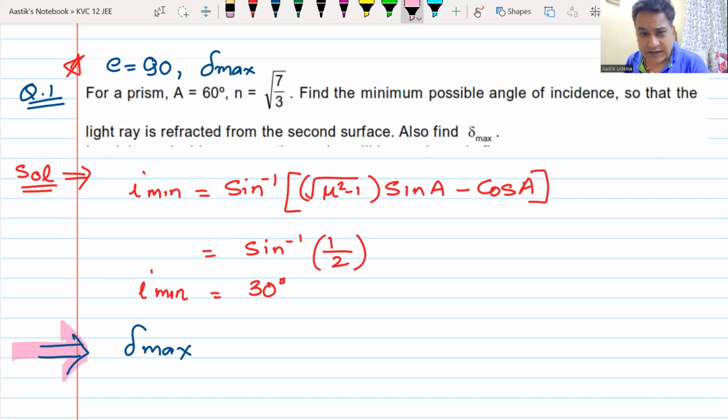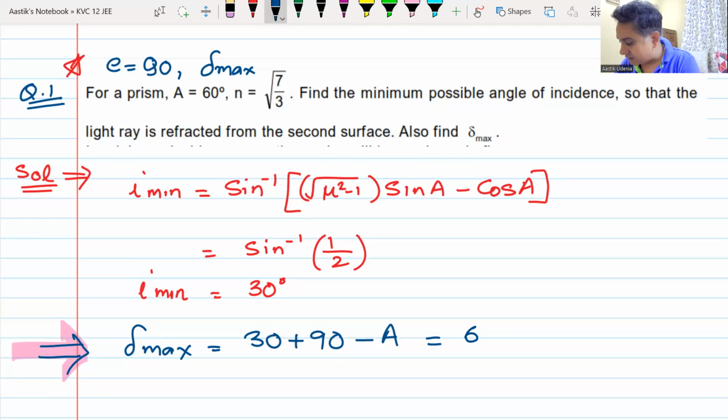Any one of these should be 90 degrees. If angle of incidence is 90 degrees, then also maximum deviation. If angle of emergence is 90 degrees, then also maximum deviation. Both cannot be 90 because then it is not a prism. Then it becomes a glass slab. So delta max will be equal to I plus E minus angle of prism. I is 30 plus E is 90 minus angle of prism. And I think you will get it as 60 degrees. Well done.